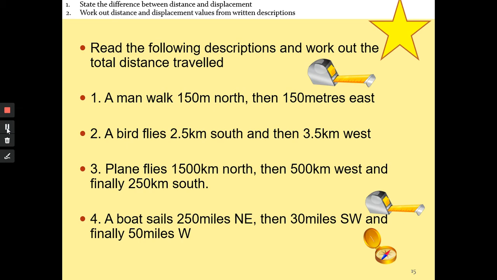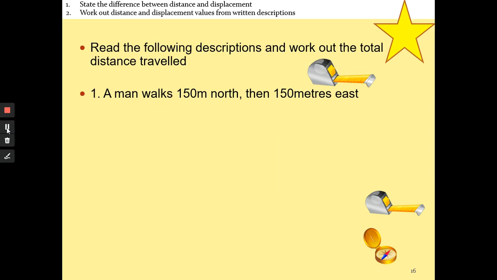Right, so this was just maths. So let's have a look at that first question. A man walks 150 meters north, then 150 meters east. The directions are unimportant. It's the distance that he's traveled. So I just do 150 plus 150 gives me a total distance of 300 meters.